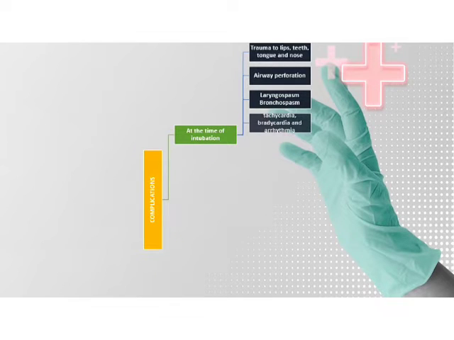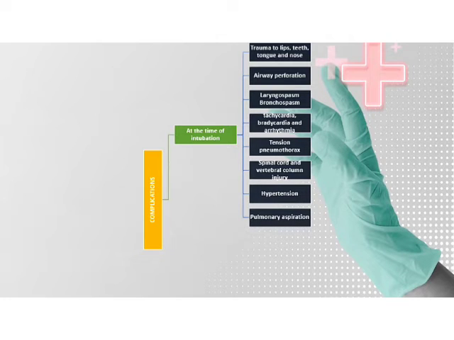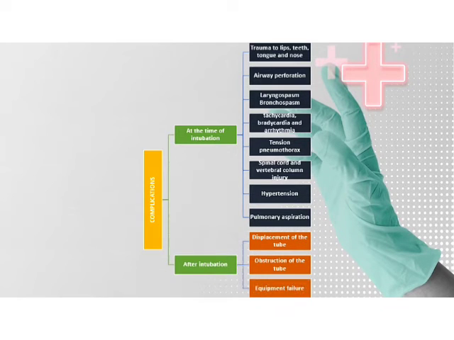Complications of intubation can occur two times. First, during intubation, or second, after intubation. At the time of intubation, the following complications can occur. First, trauma to the lip, teeth, tongue, and nose. Airway perforation, laryngospasm, bronchospasm, tachycardia, bradycardia, arrhythmia, tension pneumothorax, spinal cord and vertebral column injury, hypertension, pulmonary aspiration. After intubation, complications include displacement of tube, obstruction of tube, or equipment failure.